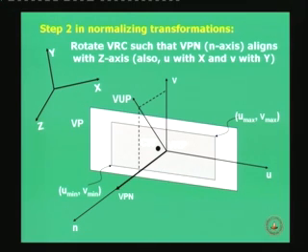So the first stage is to take this diagram with respect to the camera or the view system, and first give a translation so that the VRP goes to the origin, and then give a composite rotation such that the VPN aligns with Z, U with X and V with Y.